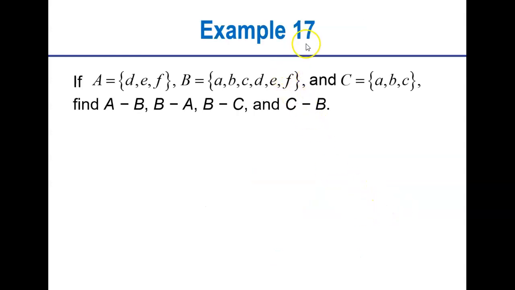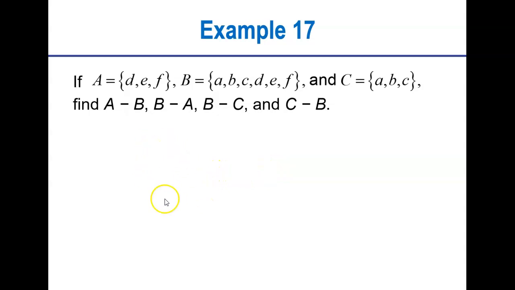So let's take a look at example 17. Now, if set A is equal to the lowercase letters d, e, and f, set B is equal to a, b, c, d, e, and f, and C is equal to a, b, and c. We want to find the set difference of A to B, the set difference from B to A, the set difference from B to C, and the set difference from C to B. Now, think of how many elements you have in set A. We have 3 elements, and in set B, we have 6 elements, and in set C, we have 3 elements.